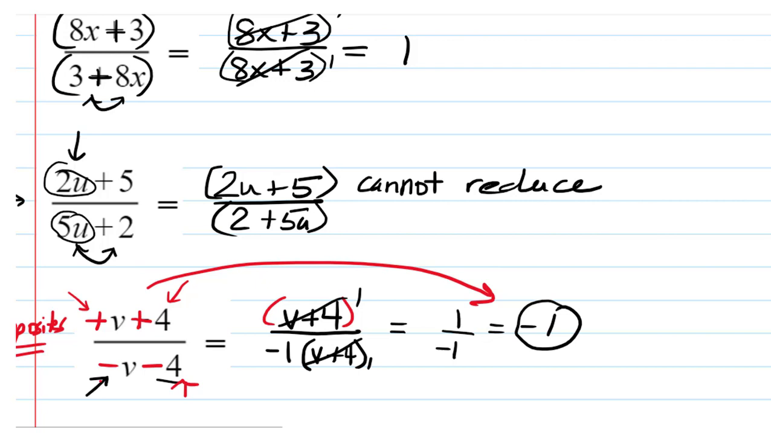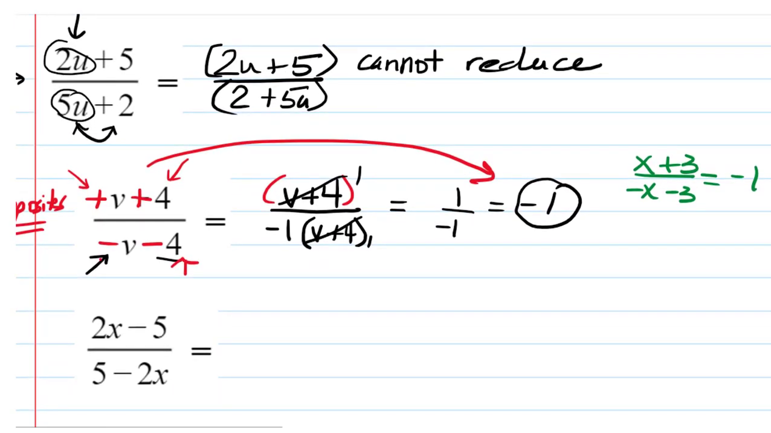And so if I had had something like, I don't know, x plus 3 divided by -x minus 3, since these are opposites, you can actually skip the factoring out the -1 part and just go straight to -1. Let's look at this one now. 2x minus 5 over 5 minus 2x.